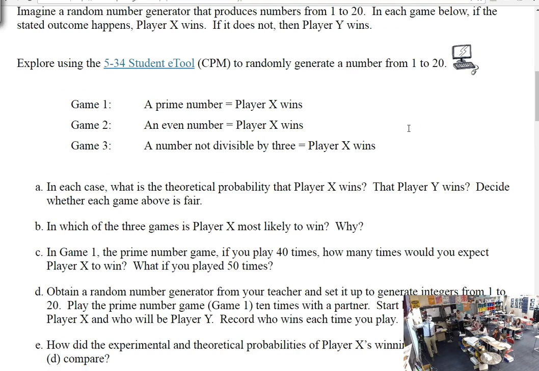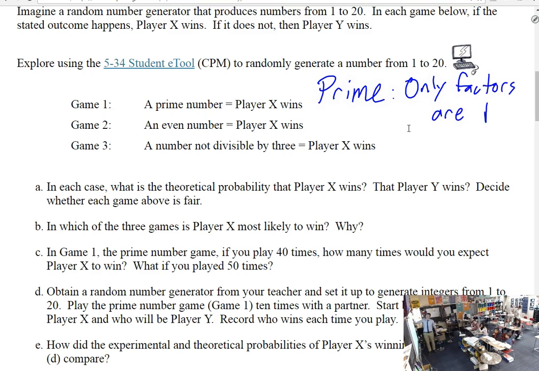What's a prime number? Yeah, only factors. So the only thing it can divide by, only factors are 1 and itself. So if you can't immediately think of what a prime number is, please write that down. A prime number, prime means only factors are 1 and itself.